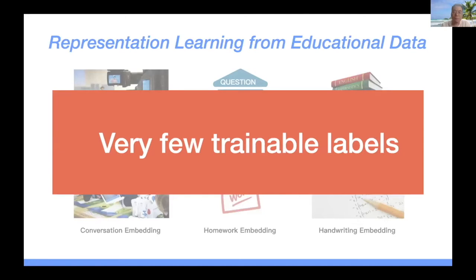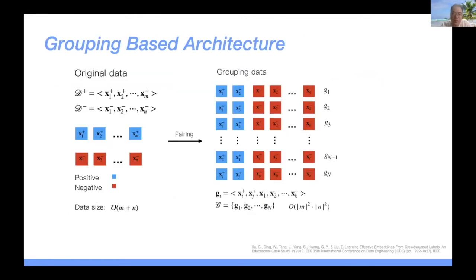Okay, I've introduced a few approaches to deal with small data, but we still might have very few trainable labels. Next I will talk about a novel framework called RLL. This work was published in ICDE by the TAL team. The first part of RLL is called the grouping-based architecture, which is really just to deal with the small data problem.